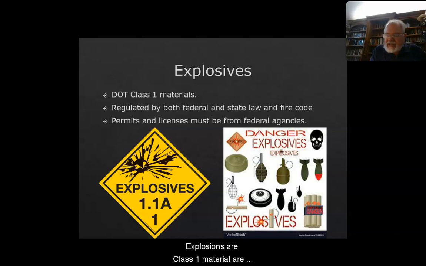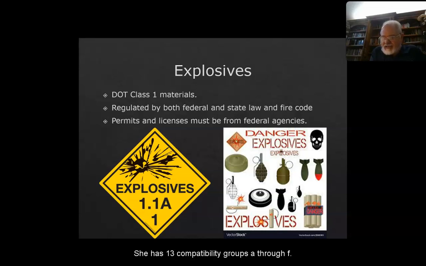Explosives are DOT Class 1 materials. They're regulated by both federal and state law and fire code requirements, and permits and licenses must be secured from the federal agencies. Division 1.1 is the most explosive and 1.6 the least explosive. DOT has 13 compatibility groups, A through S. These must be stored in special magazines.